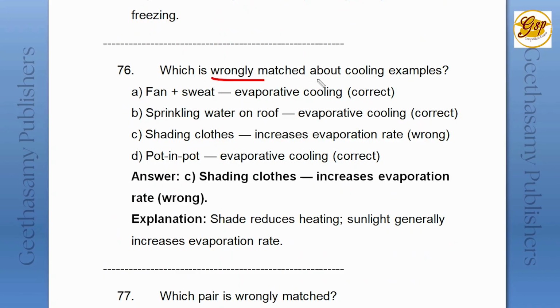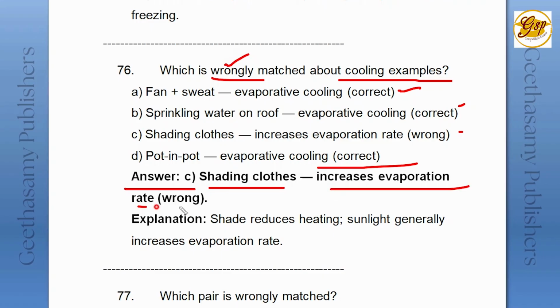Again, which is wrongly matched about the cooling examples? Fan plus sweat, evaporative cooling, is correct. Sprinkling water on a roof, evaporative cooling, is correct. Standing shading cloths increases evaporation rate is wrong. And pot in pot, evaporative cooling, is correct. So the wrongly matched one is shading in cloths. It does not increase evaporation, it decreases it, because there is no heating and no sunlight, so the evaporation rate is low.